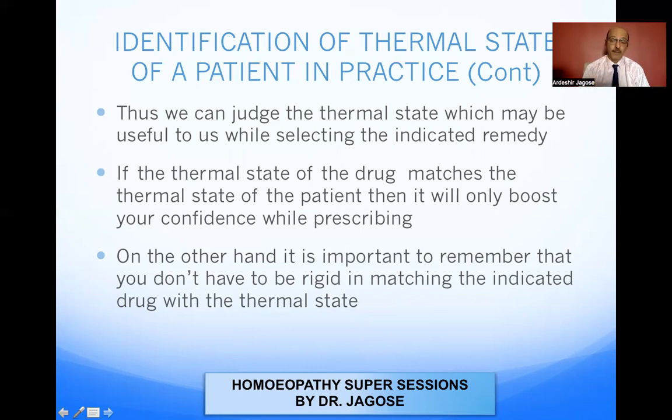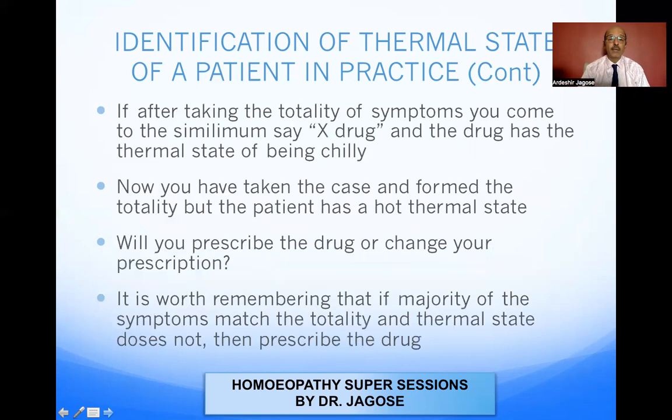Now, this is very important, that you don't have to be rigid. If the indicated remedy is hot and if the indicated totality is a chilly totality, then also you can prescribe it. So please remember, you do not have to be very rigid. Let us see something more in detail about it. If after taking the totality of symptoms, you come to a synonym, say a drug X, and the drug has a thermal state of being chilly. Now you've taken the case and formed the totality, but the patient has a hot thermal state.